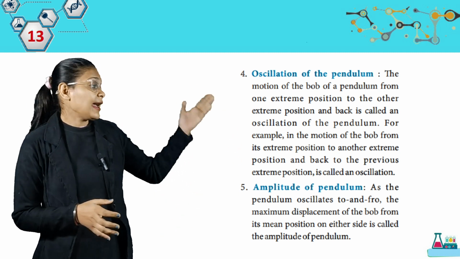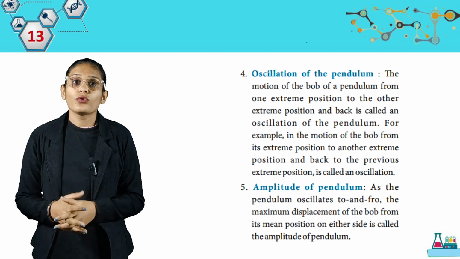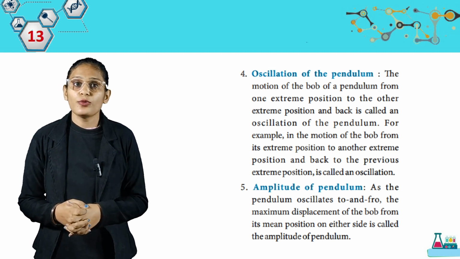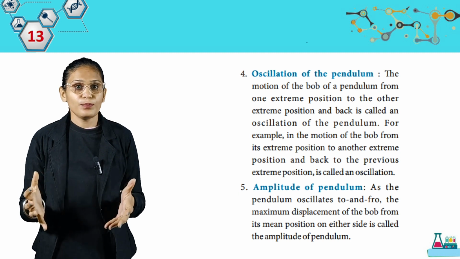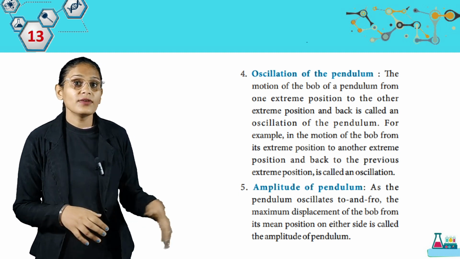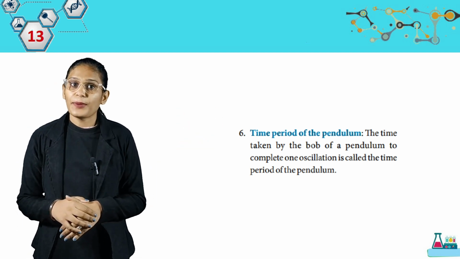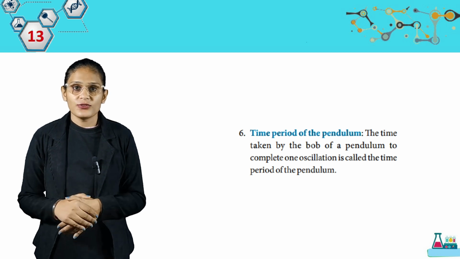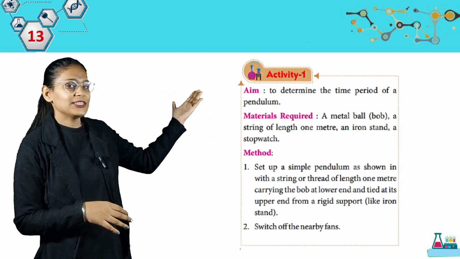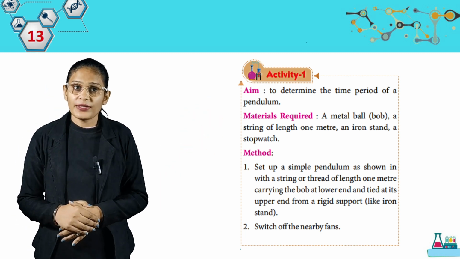Now we have amplitude of pendulum. As the pendulum oscillates to and fro, the maximum displacement of the bob from its mean position on either side is called the amplitude of pendulum. Now we have time period of the pendulum. The time taken by the bob of a pendulum to complete one oscillation is called the time period of the pendulum. Now students, we have an activity, activity 1. Aim: to determine the time period of a pendulum.